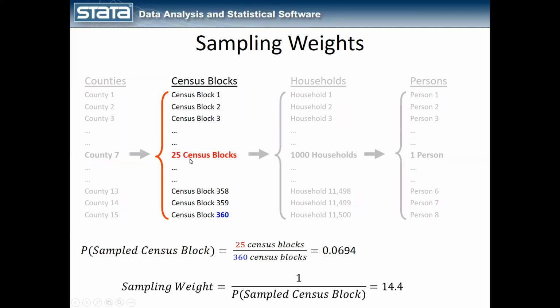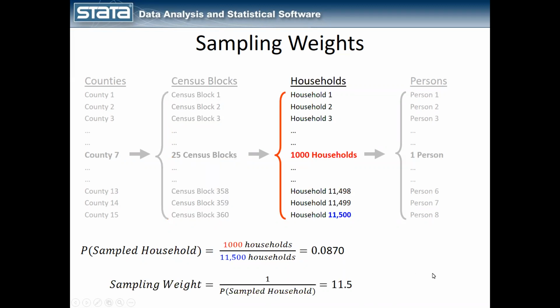So let's say that I sampled 25 census blocks out of a total of 360 census blocks. So the probability that any one of those census blocks has been sampled would be 25 out of a total of 360, so 0.0694. So the sample weight is just the reciprocal of that. So 1 divided by the probability of being sampled in this case is 14.4. So again, an interpretation of that weight is that each of those census blocks that were sampled represents 14.4 other census blocks in the larger population.